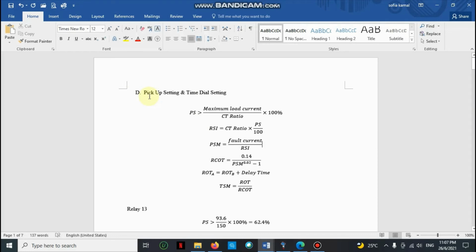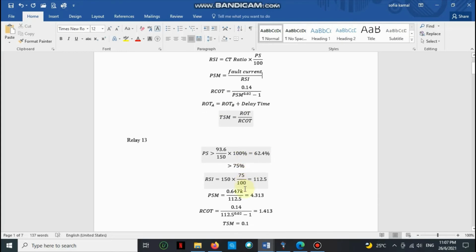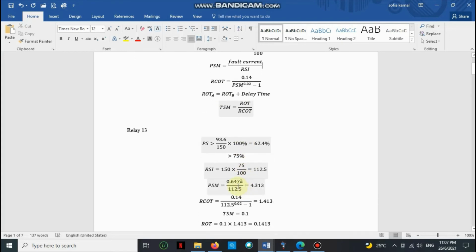For part D, we need to determine the values of pickup setting and time level setting. The formula of pickup setting is maximum load current over CT ratio multiplied by 100. And the formula of time level setting is relay operating time over relay characteristic operating time. These are the calculations of pickup setting and time level setting for all relays.